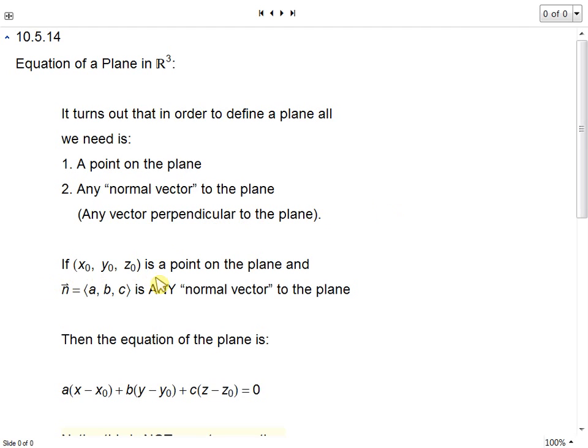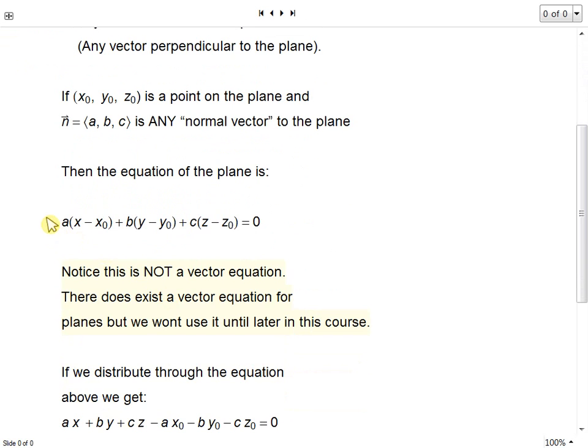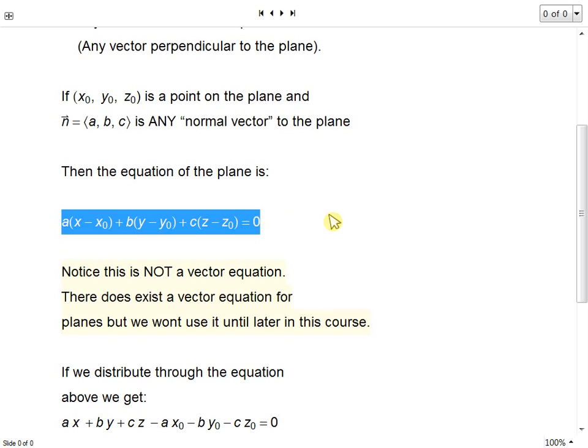So if x naught, y naught, z naught is a point on the plane, and the vector n, with components a, b, c, is any normal vector, I say any normal vector because we know that the vector pointing out, we can scale it. We could have it point the other direction. So if it's any normal vector to the plane, then the equation of the plane is given right here. Okay? That's the big equation for planes. a(x minus x naught) plus b(y minus y naught) plus c(z minus z naught) equals 0.